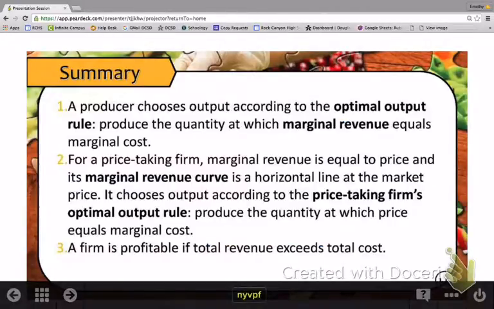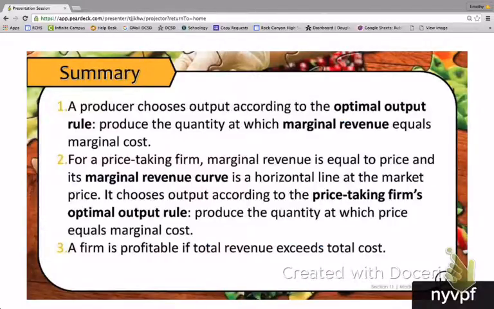And here is a summary of what we've learned in this module on our Introduction to Perfect Competition. This ends our look at Module 58, Introduction to Perfect Competition.